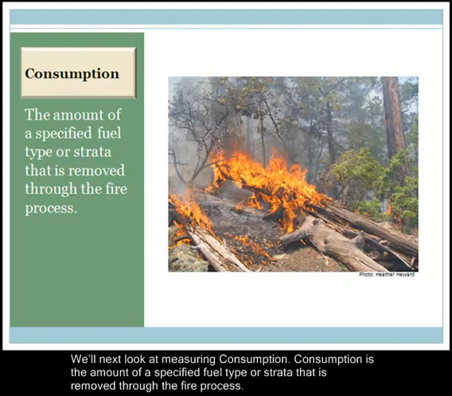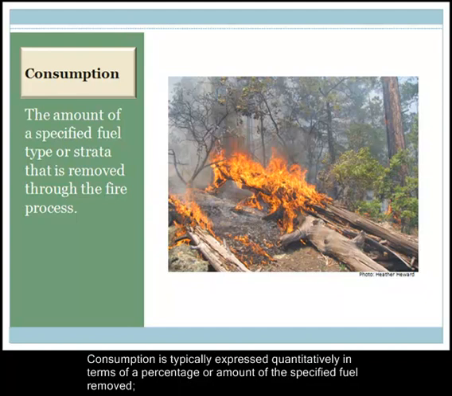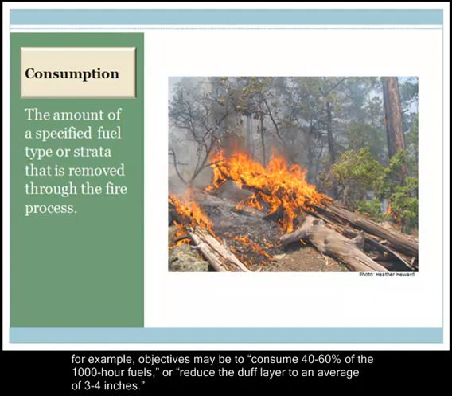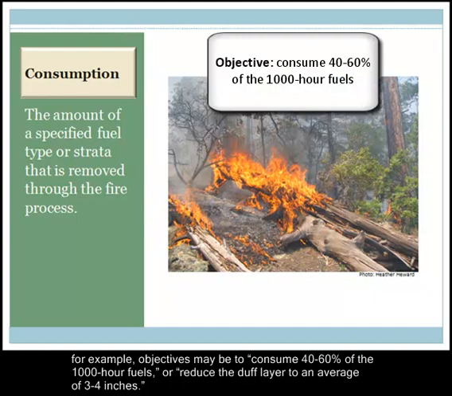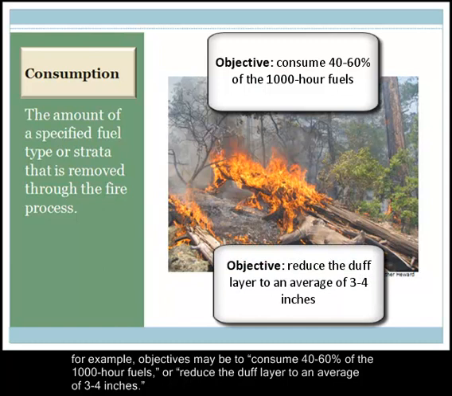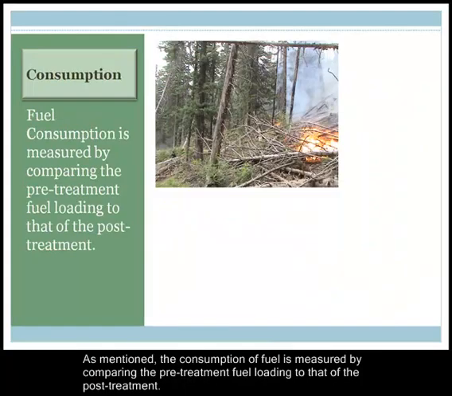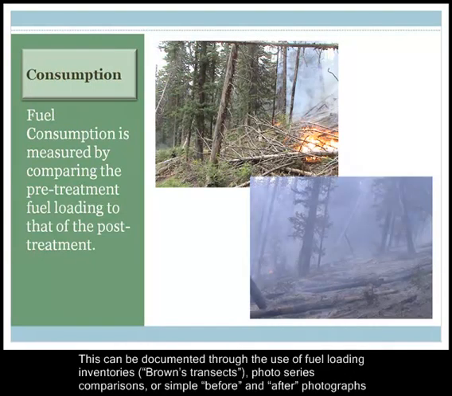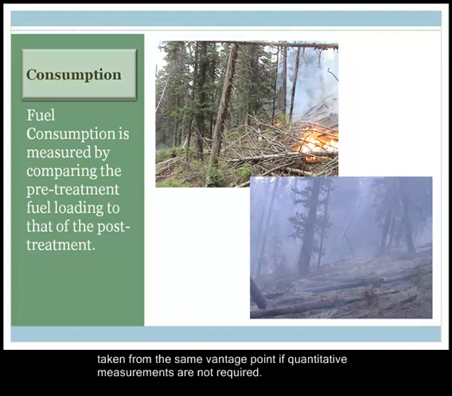Consumption is the amount of a specified fuel type, or strata, that is removed through the fire process. Consumption is typically expressed quantitatively in terms of a percentage or amount of the specified fuel removed. For example, objectives may be to consume 40 to 60% of the 1,000-hour fuels, or reduce the duff layer to an average of 3 to 4 inches. As mentioned, the consumption of fuel is measured by comparing the pre-treatment fuel loading to that of the post-treatment. This can be documented through the use of fuel loading inventories, Brown's transects, photo series comparisons, or simple before and after photographs taken from the same vantage point if quantitative measurements are not required.